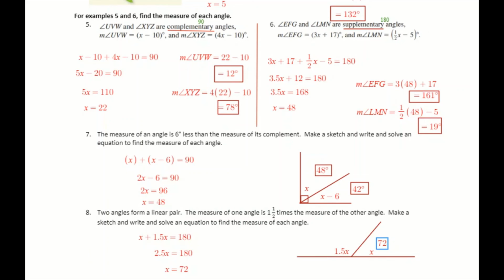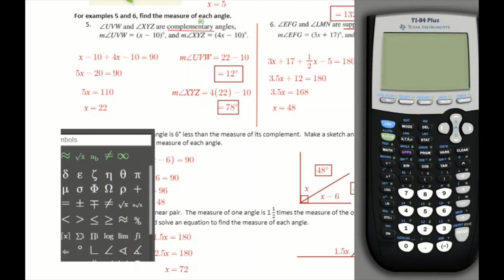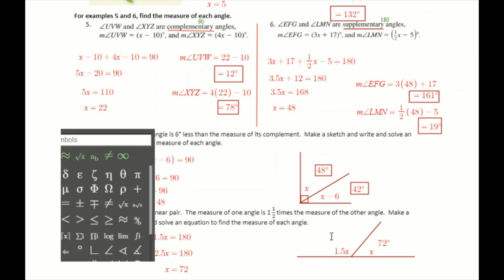So we got 72 degrees is this one. And then to calculate this one, it's 1.5 times x. So go ahead and just bring up the calculator here. So we got 1.5 times x, which is 72. And that's the 108. So I was getting a little ahead of myself there. So that's 108 degrees.